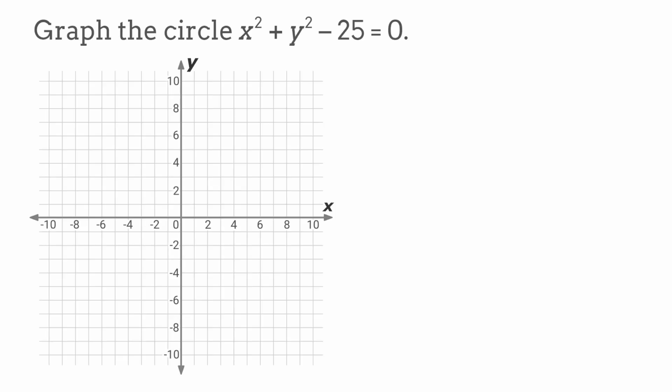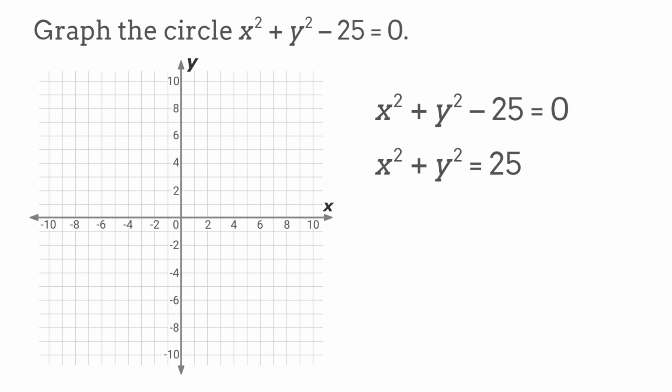Graph the circle x squared plus y squared minus 25 equals 0. This is not quite in standard form, so to graph the circle, let's first write it in standard form. Let's see, there's an x squared term, a y squared term, and a constant. Let's move the constant to the right-hand side by adding 25 to both sides. Now we can identify the center and the radius.